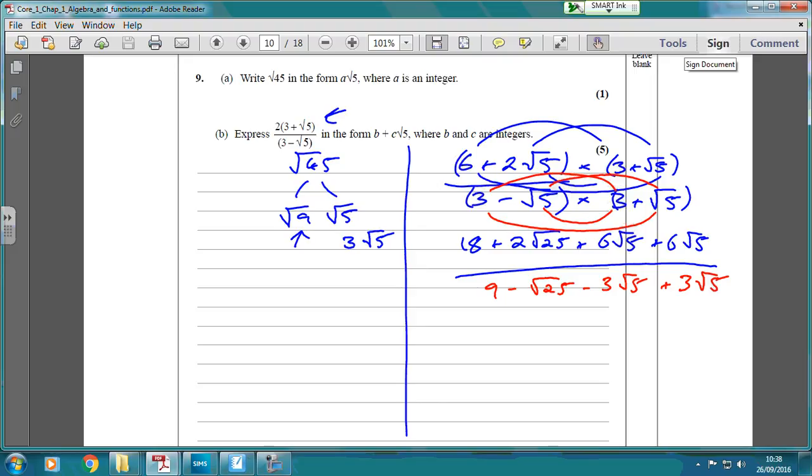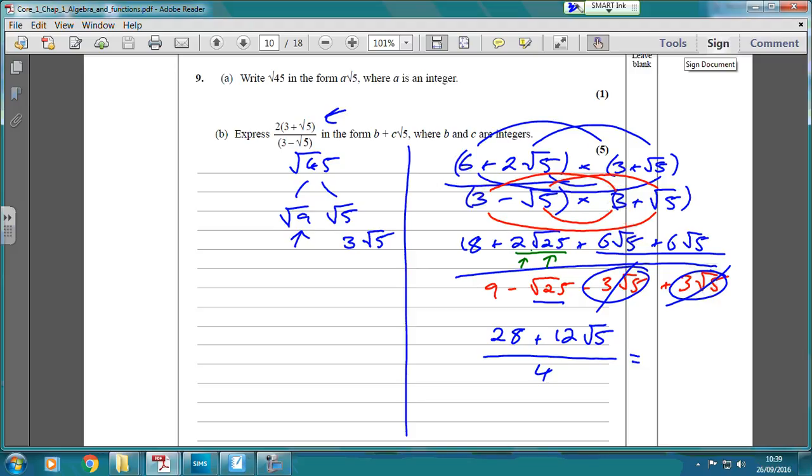If we have a look at the top here, we've got 18 plus 2 root 25. Now the square root of 25 is 5, times that by 2, and that's 10. But 18 plus 10 is going to be 28. Plus here, 6 root 5 plus 6 root 5, that's going to be 12 root 5. On the bottom, minus 3 root 5 plus 3 root 5, these cancel. Root 25 is 5, so 9 take away 5 is going to be 4.